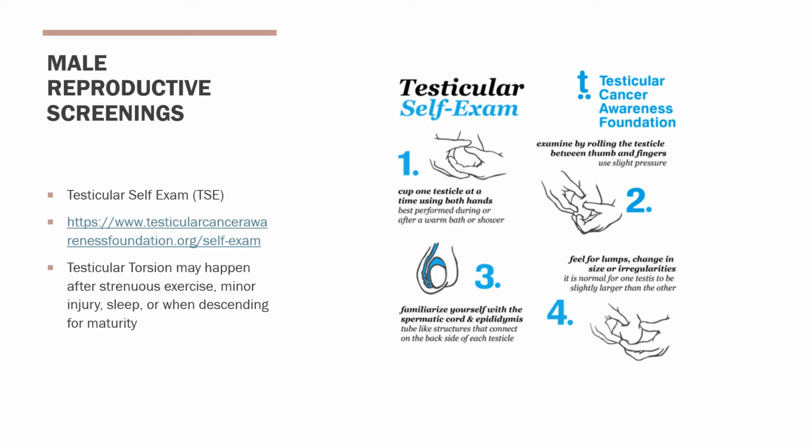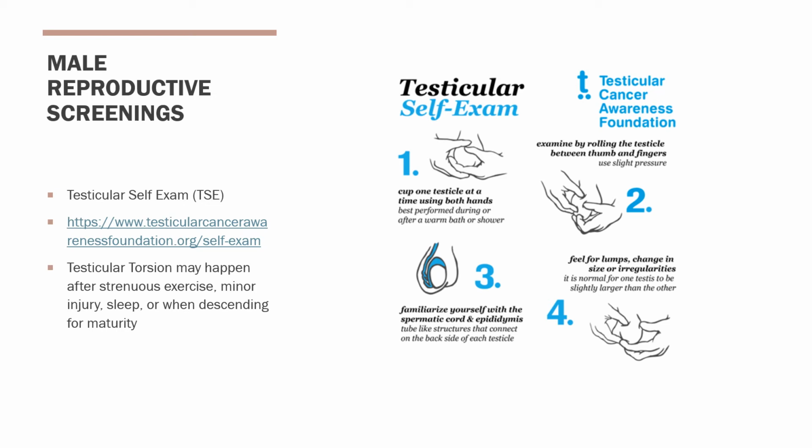Usually we encourage this during a warm shower or just after a warm shower, and they should cup one testicle at a time using both hands preferably, and then roll between their thumb and their forefinger using slight pressure. It should not be painful. And then identify the spermatic cord and epididymis, and feel for any lumps or changes and irregularities. One testicle should be, or most likely is going to be, slightly larger than the other, but any drastic change in that month should be reported. Any pain should also be reported, or any lumps should be reported.